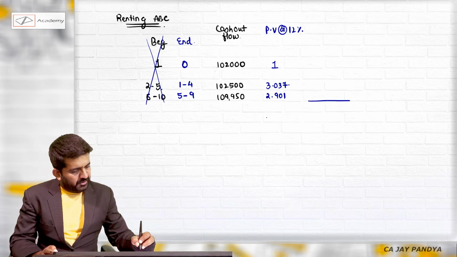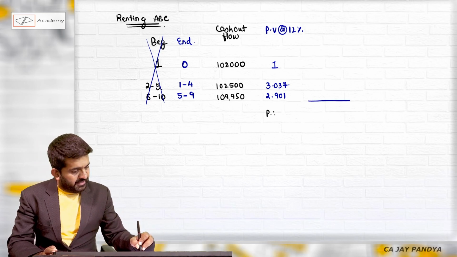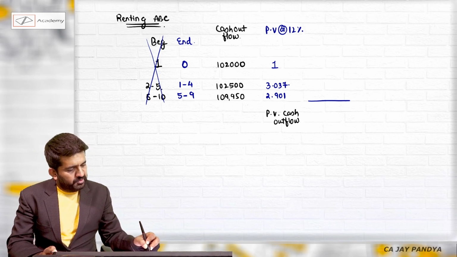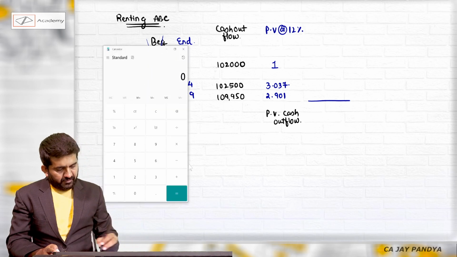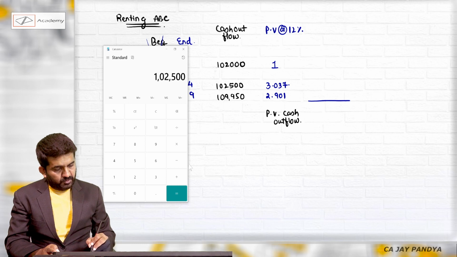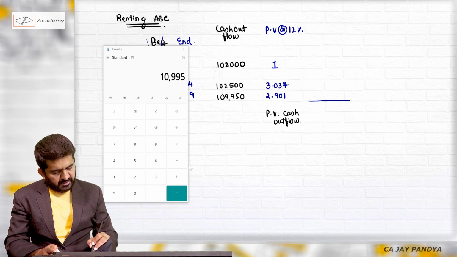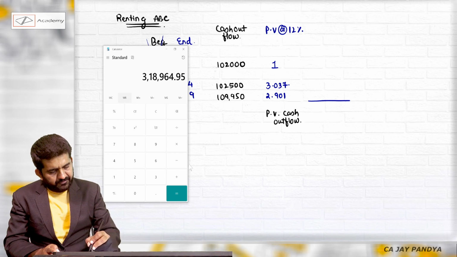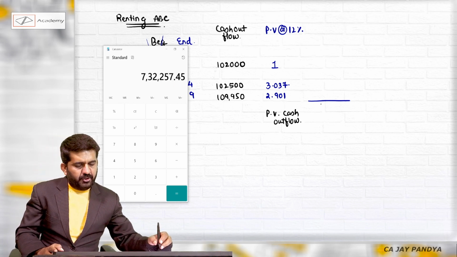I can find out present value of cash outflow. This will be for 10 years. 1,02,000 plus 1,02,500 multiplied by 3.037 plus 1,09,950 multiplied by 2.901. MRC is 7,32,257.